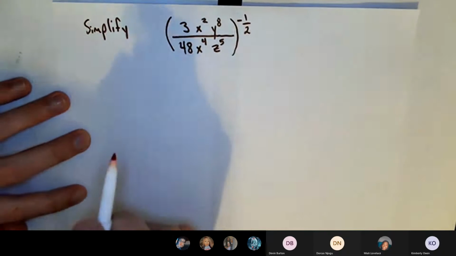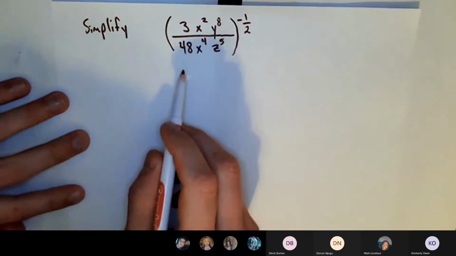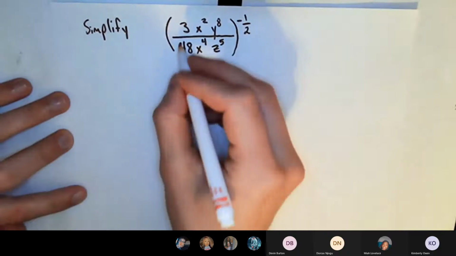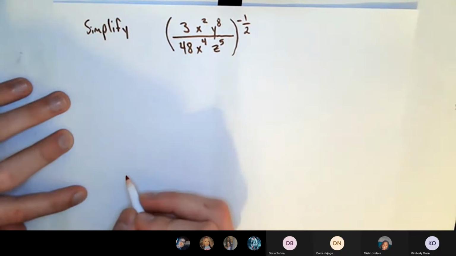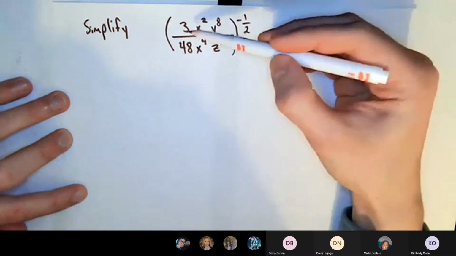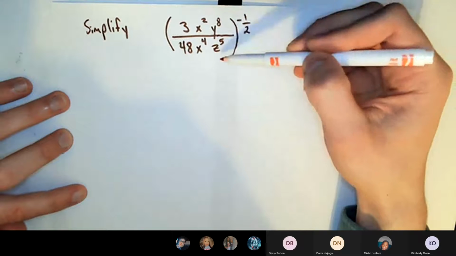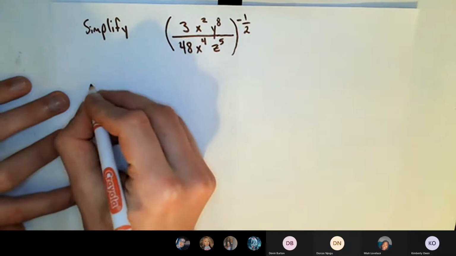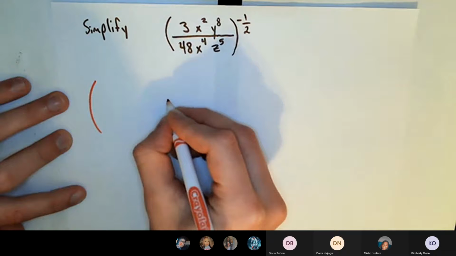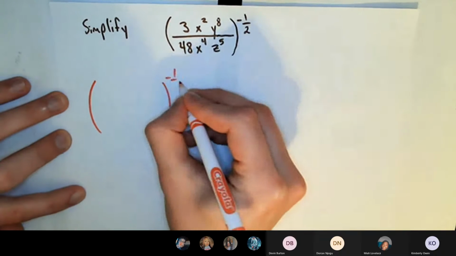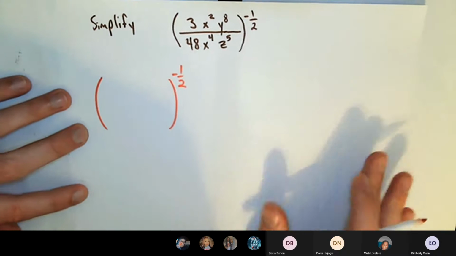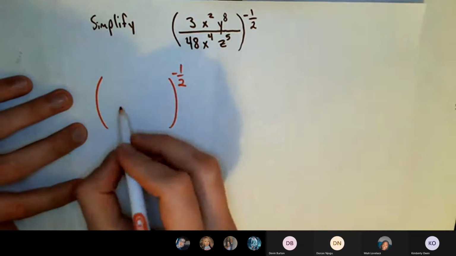All right, first thing you want to do here is simplify inside the parentheses. Can I simplify these numbers? Can I simplify these x's? Can I simplify the y's or the z's? So I'm going to, in step 1, I apologize if you can hear that truck outside. It should be gone soon.